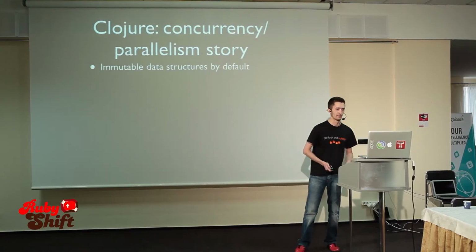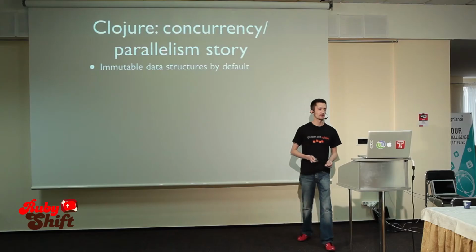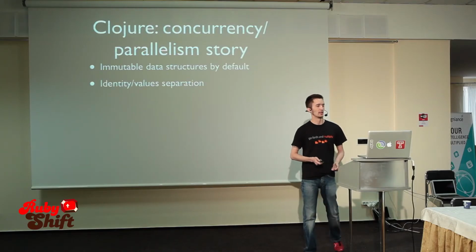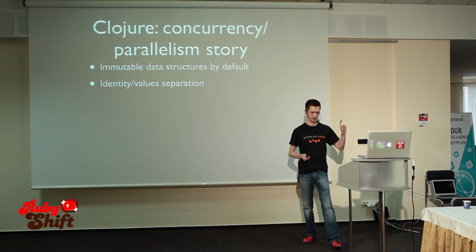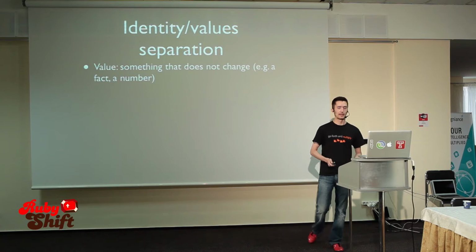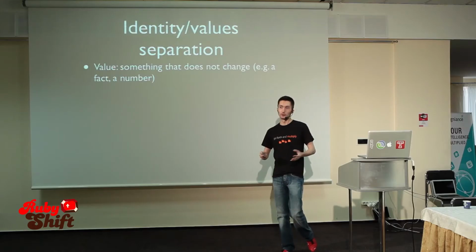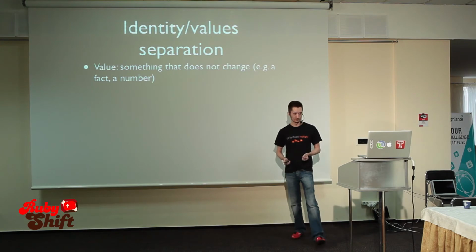So, let's see the concurrency and parallelism story. It has immutable data structures by default. There aren't that many languages that choose to go this route, but Clojure is one of them. It has identity and value separation. This will be a more expanded section. I will explain this. A value is something that doesn't change. Imagine that as time flows and something happens, that thing no longer changes. I don't know about you, but I cannot change the past. So, if something happens, we call that a value.